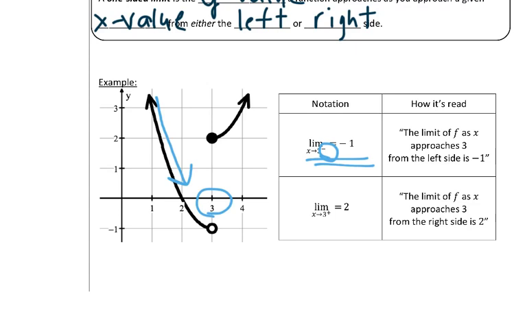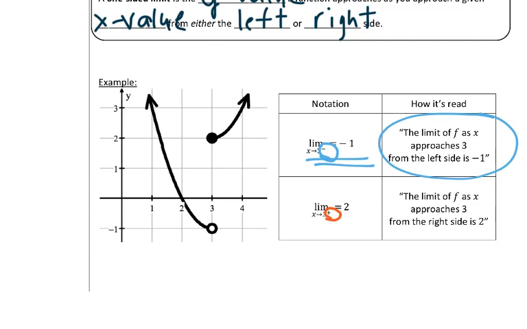And so the way we read it, you can see over here, we say the limit of f as x approaches 3 from the left side is, and we can see as we approach from the left side, we're trying to get to a y value here, which is negative 1. Okay, so from the left side, the limit as x approaches 3 is negative 1. So now let's take a look at what's happening from the other side. When you see a little plus sign, that's indicating from the right side. So again, I'm going to see what happens as I approach 3 from the right side.